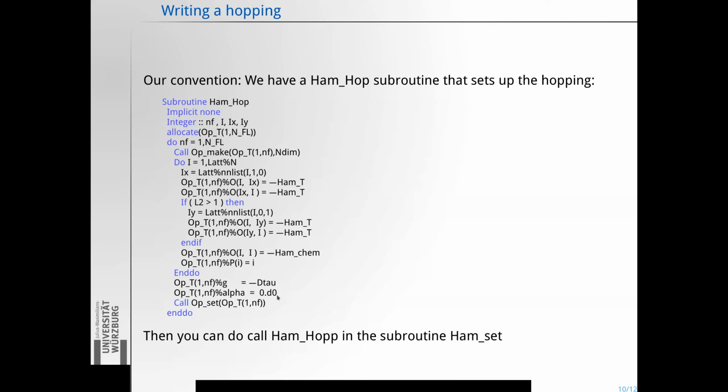After you specify all your entries of the matrix, you have to call op set onto that operator to set up the internal auxiliary storages that we need for proper operation. If you have done that, then you can call ham hop in your initial subroutine ham set, which forms the entry point of ALF for specifying your Hamiltonian.